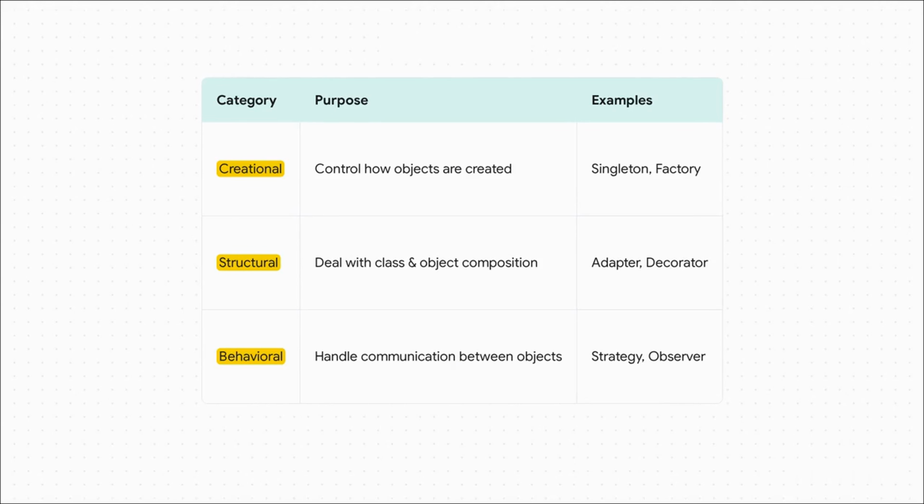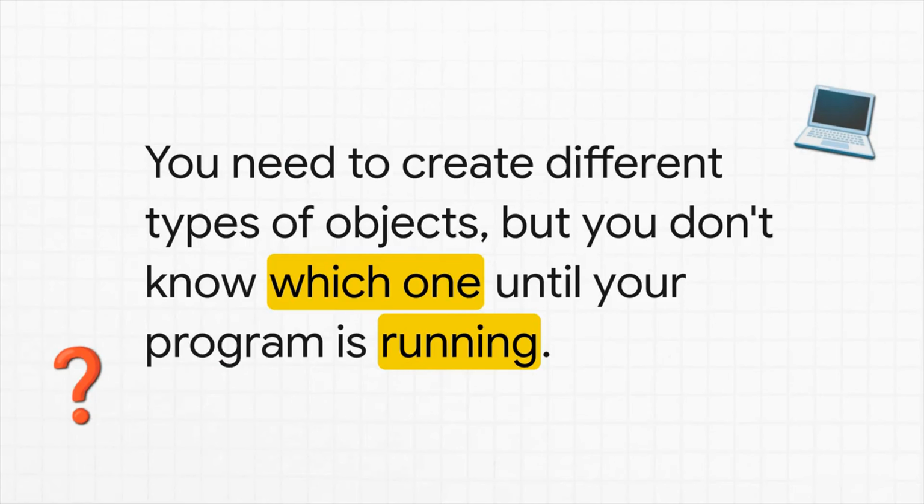To make sense of it all, these patterns are usually grouped into three main categories. You've got creational patterns, which are all about how objects get made. Then there are structural patterns, which help you build objects into bigger, more complex structures. And finally, behavioral patterns, which manage how all these different objects talk to each other. Knowing this is like having a map of the toolkit, and it gives you a shared language to talk about design with other developers.